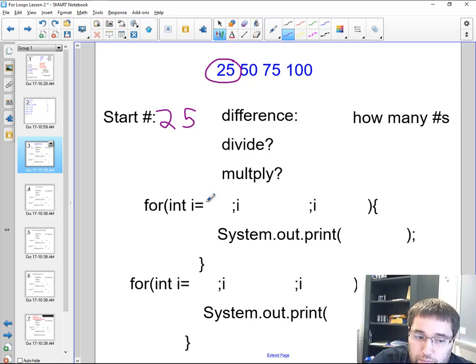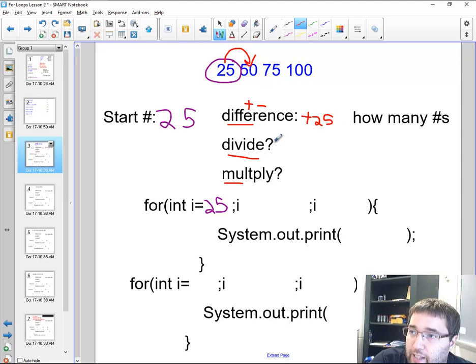Most of the time the starting number is just int i equals 25. That's usually what happens if it's easy. Next one is, what's the difference or divide or multiply? Difference is plus or minus. So to get from 25 to 50, I add 25. I can't divide to get there. Technically I could divide by 1/2, but that's mainly multiplying by 2.